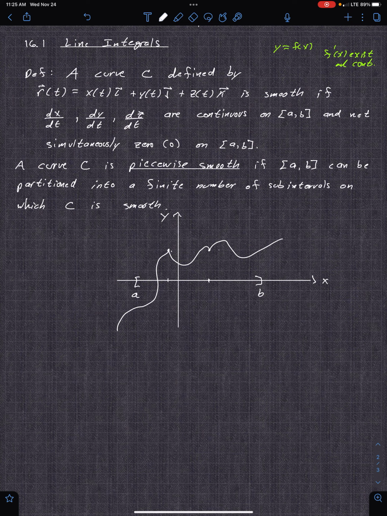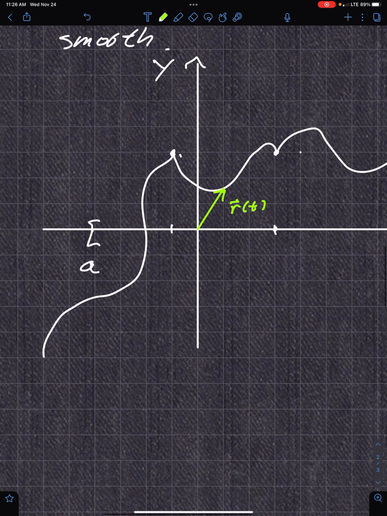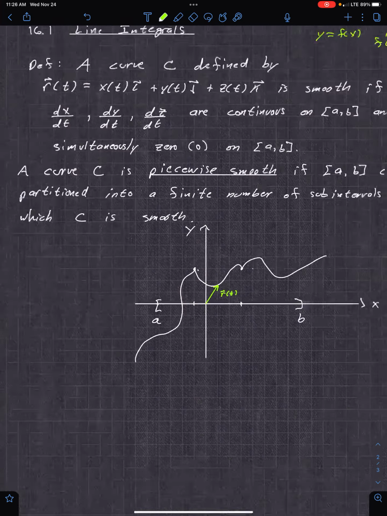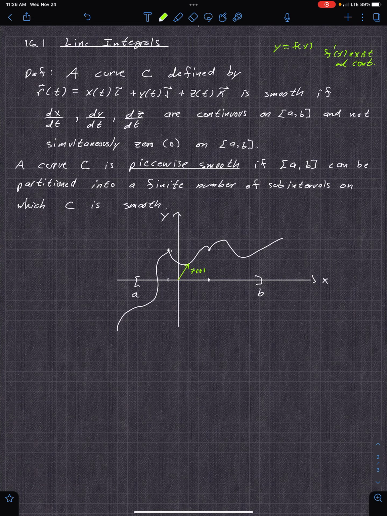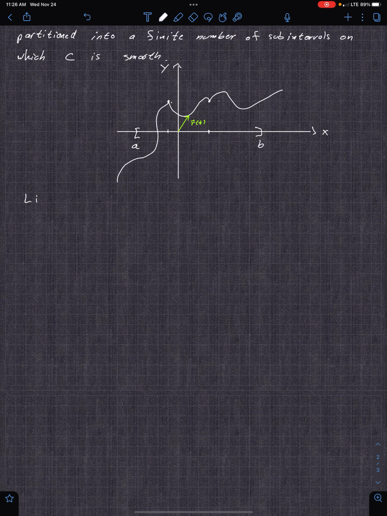And then your r of t is being traced out like this, right? So that's your r of t. That's tracing out that vector valued function on some subinterval, and that can be in the xy plane or in 3D as well. Okay, now line integral. So that's just a smooth curve using a vector valued function.